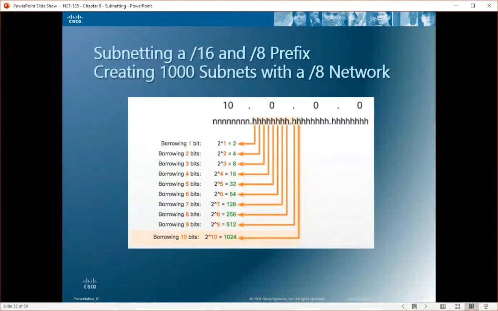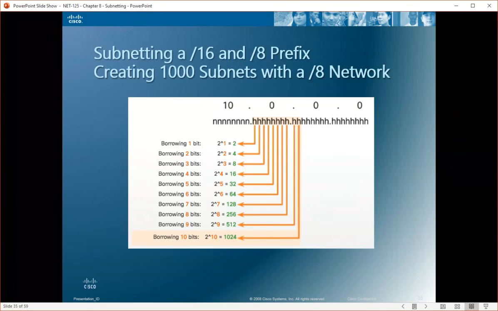Now, if we wanted to create 1,000 subnets, we would have to start further back. We couldn't do that with a /16. We'd have to go back to a /8. So we have to do the same process. How do we get to 1,000 in binary? Well, it's the same problem we have with hard drives. We don't equate 1,000 to 1,024, but it's the closest representable value we have to use. So we've got to go up to 2 to the 10.